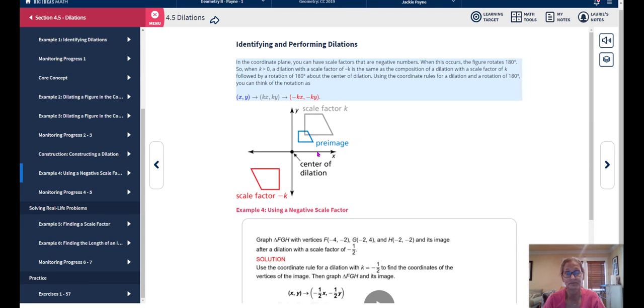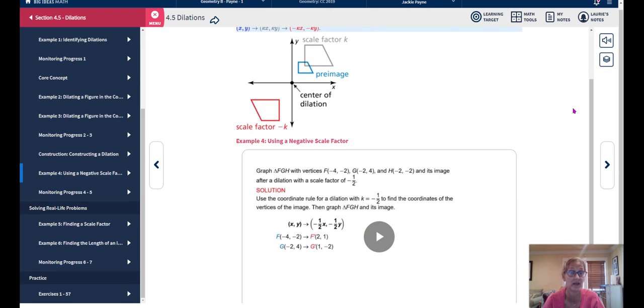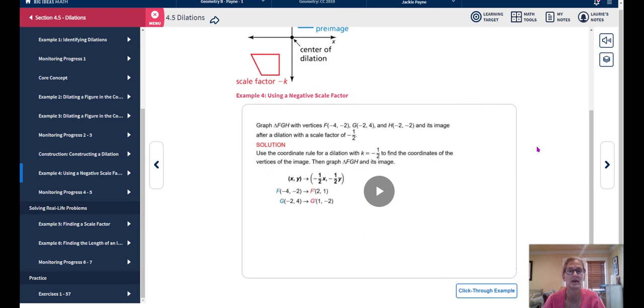And this is what it looks like. Your pre-image is the small blue one. Your scale factor k is the gray one, and then the gray one will be rotated 180 degrees to give you a scale factor of -k. That's where you finally end up with the red one.